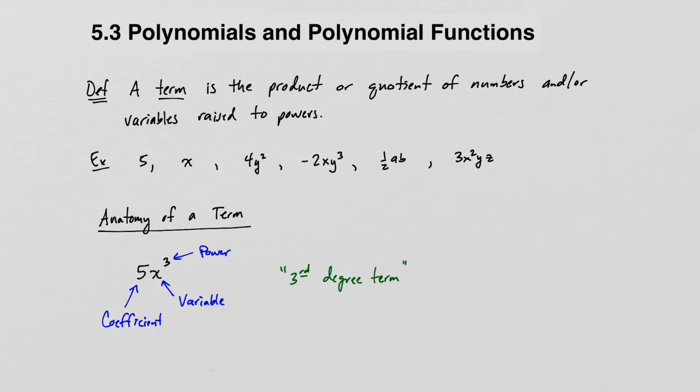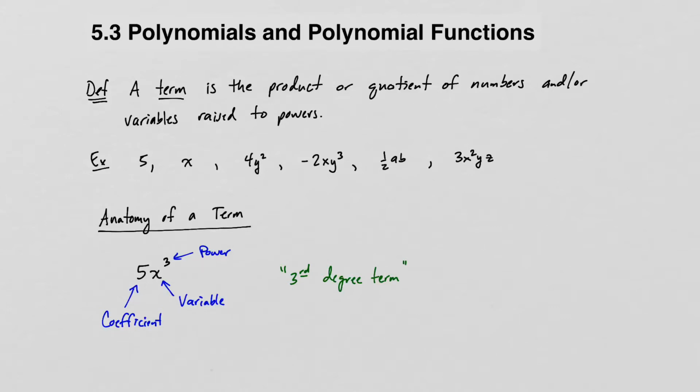And just as a note, a term can be a number all by itself, like 5, or a variable all by itself, like x, but more commonly it's the product of numbers and variables, and those variables are often raised to powers, such as 4y squared, or negative 2xy cubed, 1/2 ab, and 3x squared yz. So these are all examples of terms. And a term is a really basic concept in mathematics. We see terms all the time in expressions and equations.